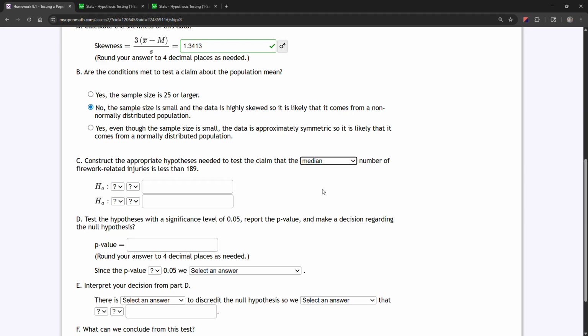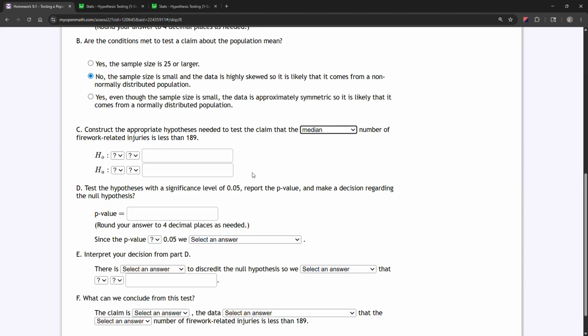So we want to construct the appropriate hypotheses needed to test the claim that the median number of firework-related injuries is less than 189. Since we're testing a claim about a median, our population parameter will be eta. The null hypothesis is always a statement of equivalence, and we're comparing it to 189. Our alternative hypothesis is less than, with that same value.